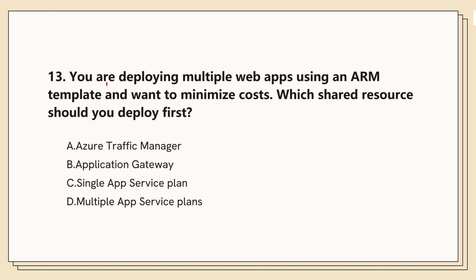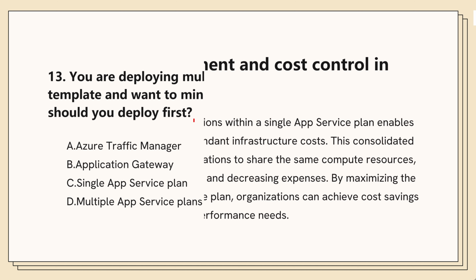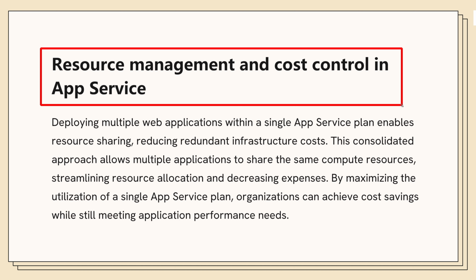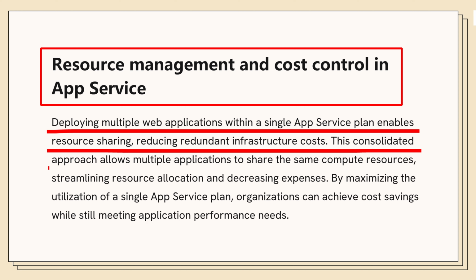Question 13. You are deploying multiple web apps using an ARM template and want to minimize costs. Which shared resource should you deploy first? The knowledge points of this question are: resource management and cost control in App Service. Running multiple apps on the same App Service plan allows them to share resources, reducing costs. This setup makes resource use more efficient and cuts down on unnecessary expenses while meeting app needs.